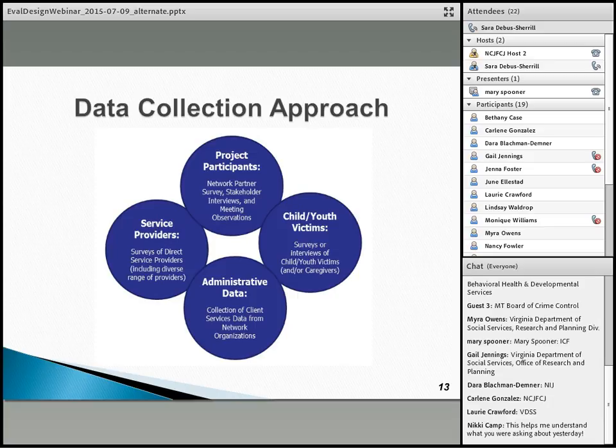And really see it from all these different angles. So we have 4 primary sources of information or data that we're planning on using for this project. First, there are the project participants. And for this group, we have our network partner survey. We do stakeholder interviews, and then also meeting observations.